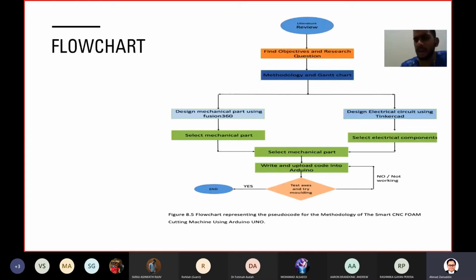This is a flowchart that we are going to use to go through the 4 stages just discussed previously. Based on the literature review, we found our objective, research question, hypothesis, methodology, and the Gantt chart. Afterwards, we start designing the mechanical part and the electrical circuit. Then we select the mechanical parts and electrical components which we use to assemble them. Then we write and upload the code in the Arduino, and then we test and try the molding.